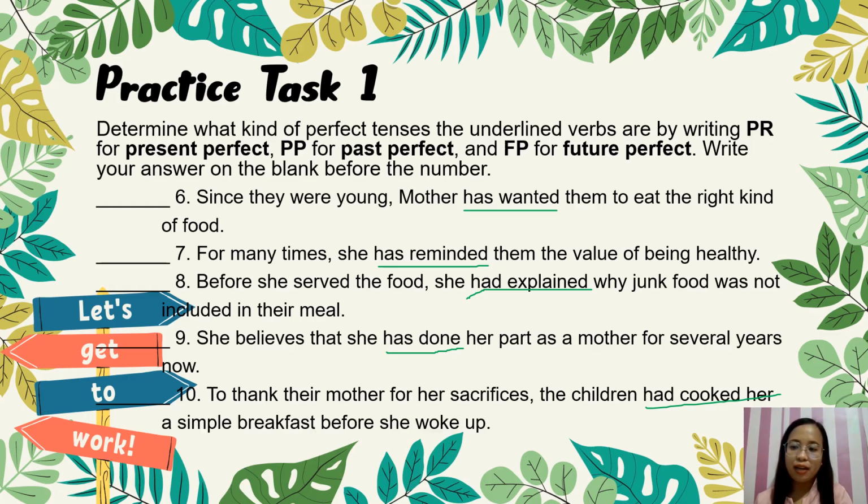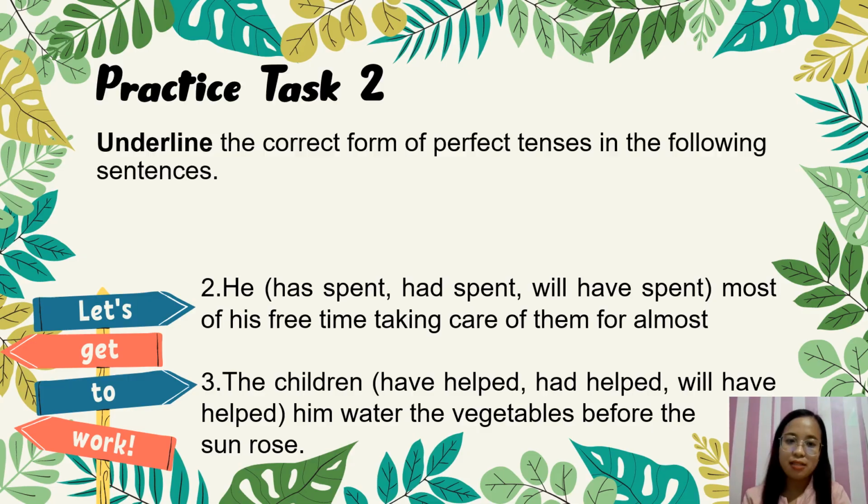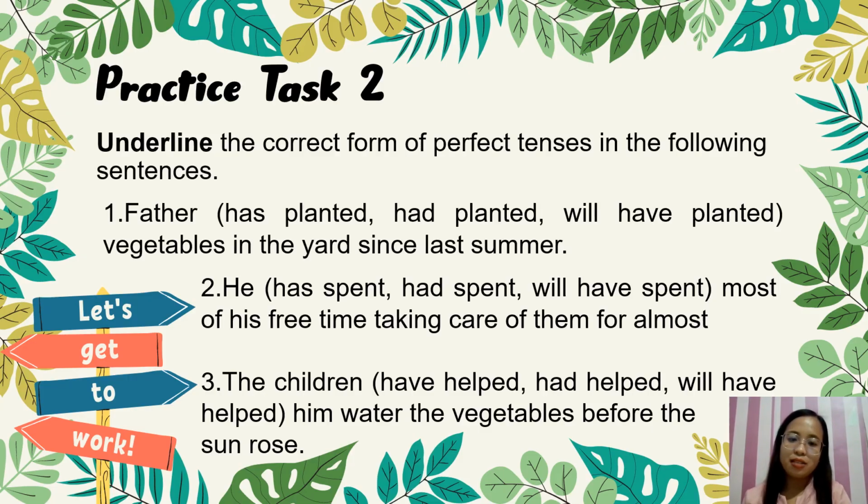Okay, number 2. Practice task number 2. Okay, this is just very easy. We're going to underline the correct form of perfect tenses in the following sentences. So, guguhitan ninyo kung alin dyan yung tama. Ano po? Okay, number 1. Father has planted, had planted, will have planted vegetables in the yard since last summer.